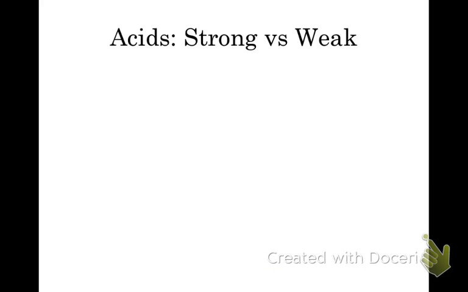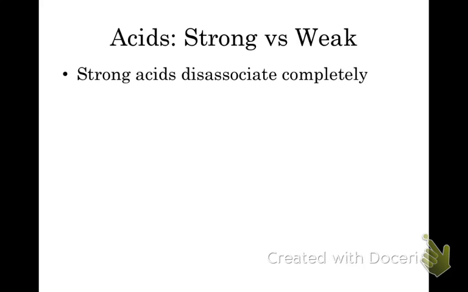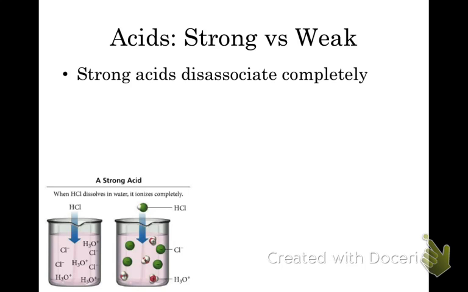So here we'll talk about strong versus weak acids. A strong acid will dissociate completely, and dissociate just means breaking apart, so make a note of that for yourself as well. So again, these acids will break up completely. For example, HCl will break up completely into H+ and Cl-. It's going to be a strong acid.